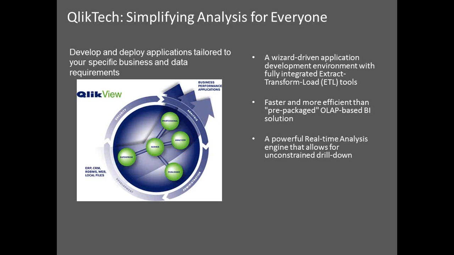The third differentiator is a real-time analysis engine that allows for unconstrained analysis. As we will see, you are not constrained by what path you follow for a drill down in QlikView. So if you want to drill down from, let's say, geography to product, from product to salesperson, from salesperson to currency, all these paths are really possible. So QlikView is really meant for answering business questions rather than following a predefined analytical path.